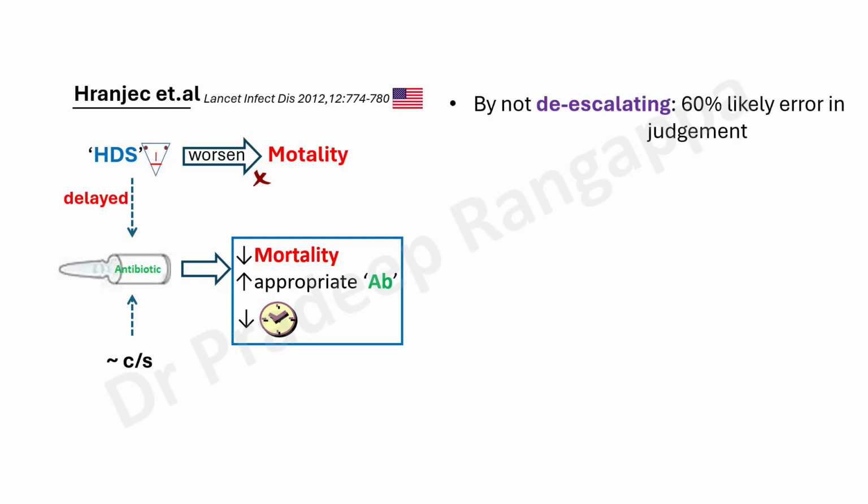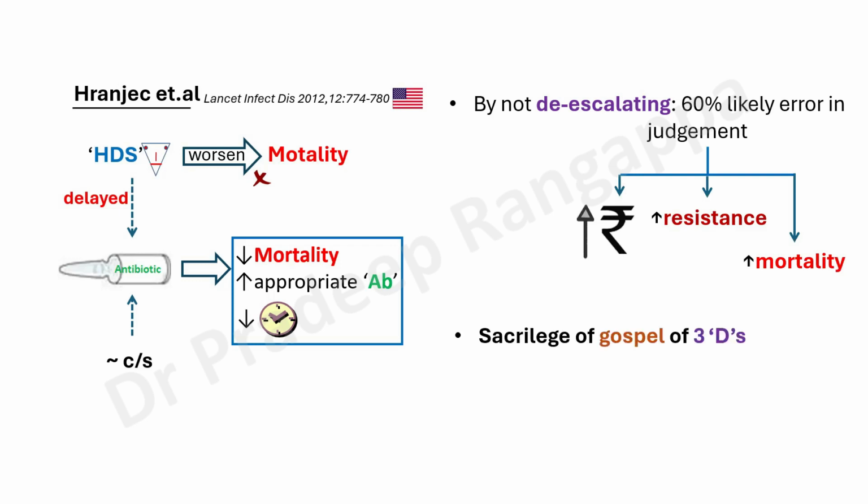So these are some of the references you have. By not de-escalating, there is a 60% likely error of judgment, because as I said, only 40% are culture positive, and in 60% we end up using antibiotics for possibly non-infectious causes. And this may increase the cost to the patient, increase the resistance patterns, and increase the mortality.